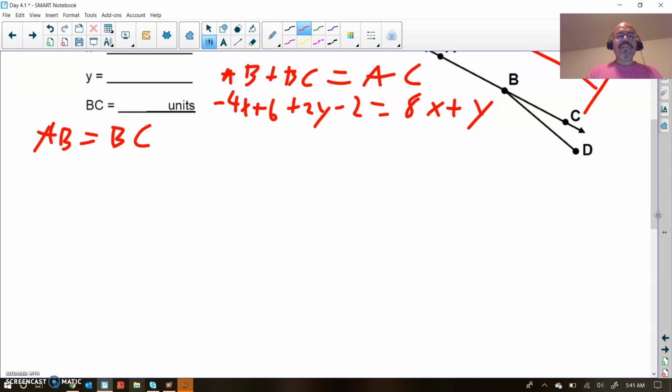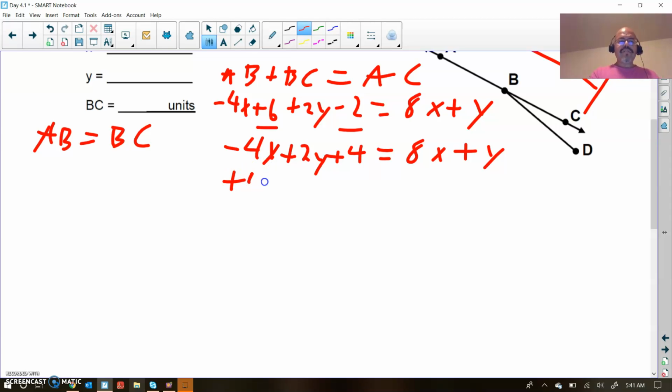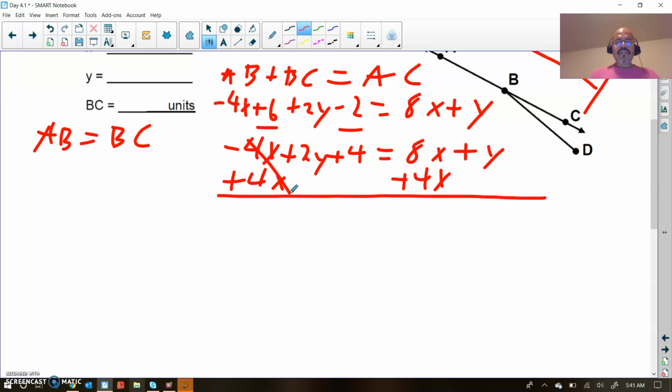So add like terms. So we have this one and this one. So plus 4. I'm going to bring this down. Now let's see. It's going to be plus 2y and then negative 4x still. Now I'm going to move the 4x to the other side. So adding 4x to both sides. So this will cancel out. So we have left with 2y plus 4 equal to, let's see, 12x plus y.